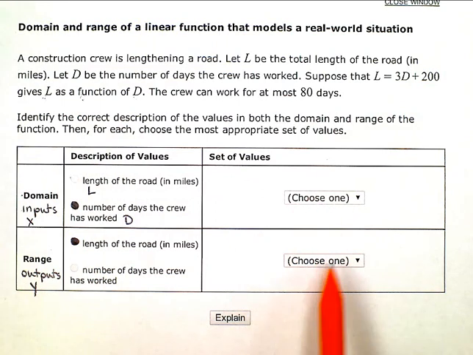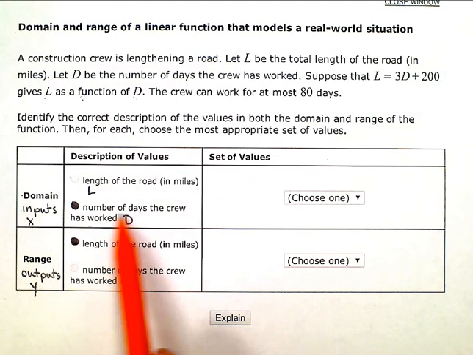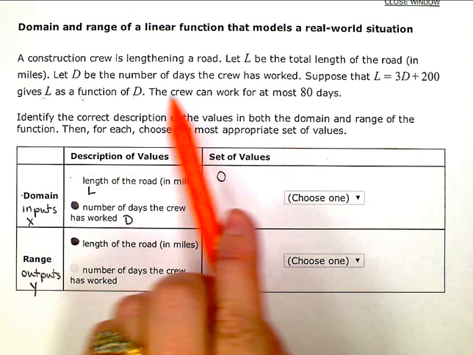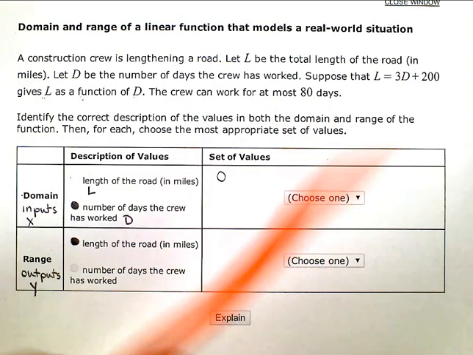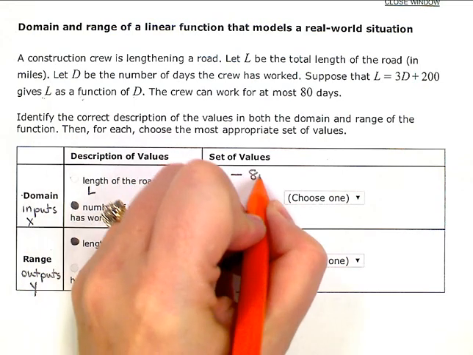Now, I can't actually pull down my menu here to see what the options are, but we're going to think about it. So the number of days the crew has worked. Well, the least number of days that they can work is 0. You can't work for negative days. And it says the crew can work for at most 80 days. So they can work anywhere between 0 and 80 days.